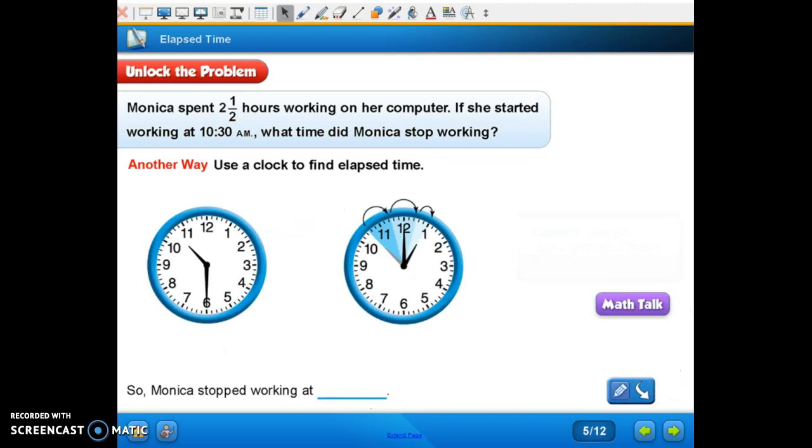Okay, so now we're in the bottom half of that box on page 432. Another way, use a clock to find the time. So if she started at 10:30, and she would go from 10:30 to 11:30 to 12:30, and then 30 more minutes. We're still coming out at 1 o'clock AM. PM. Whoops. Thank you.